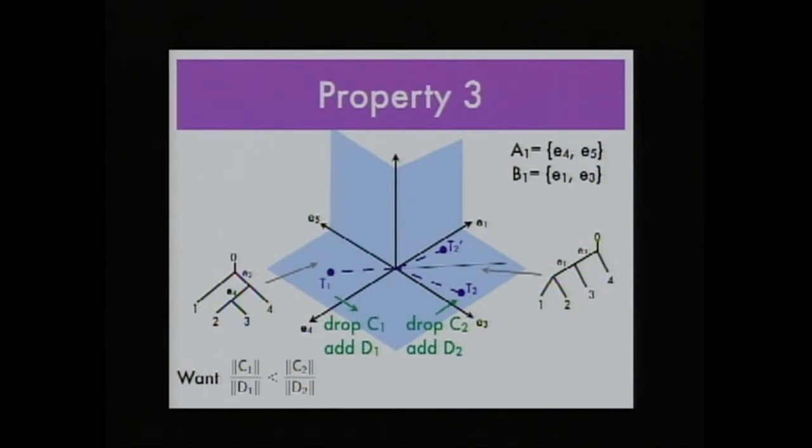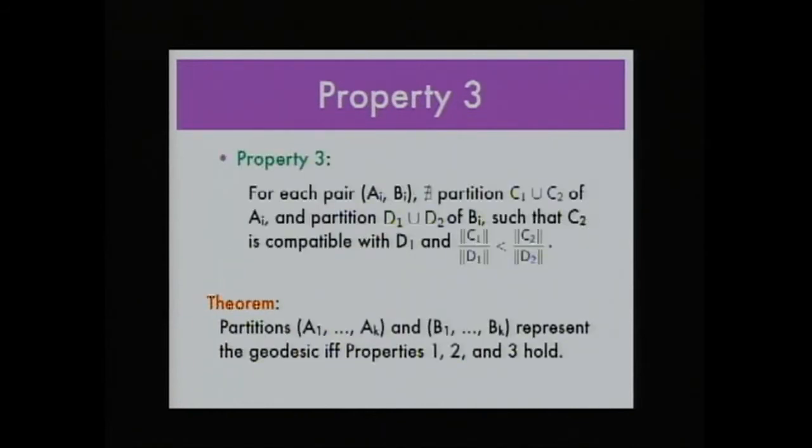And so that's giving us property 3. Property 3 says that we've got the geodesic if we can't find some orthant that we can take a shortcut through. So it says there can't be a partition such that we have this metric property. And then the theorem is that 2 partitions represent the geodesic if they satisfy the 3 properties I just mentioned.